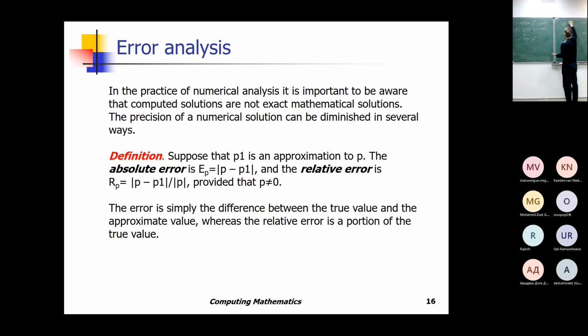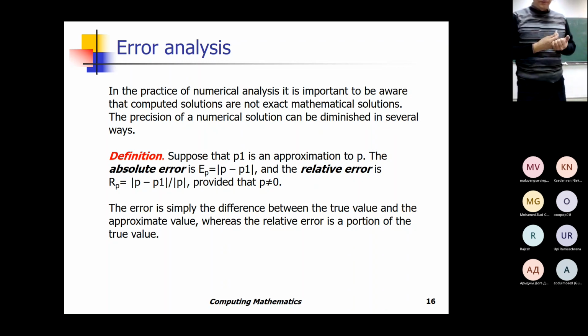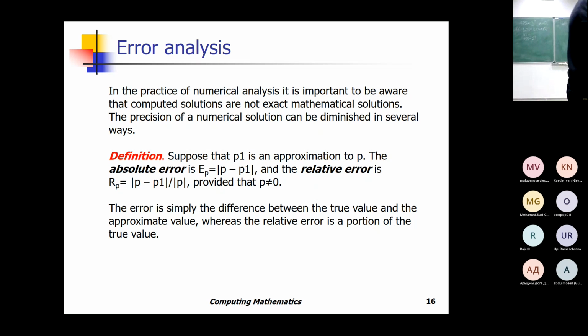It is just a module P minus P1, or even P1 minus P, it doesn't matter because it's a module. So it's just a difference. And relative error, so this is error and relative error. Let me denote them E and R. Relative error is P minus P1 over P.